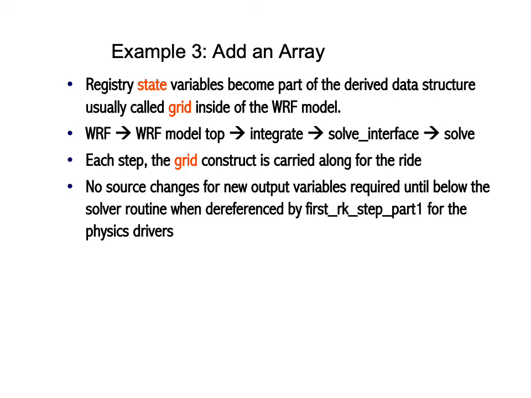That grid variable, that derived data type, is inside of the main program WRF. It gets passed to WRF model top. It gets passed down to integrate. It gets passed down into solve interface and into solve. The grid structure, everything that is inside of the registry, including the allocated space for all_moist, is passed into the routine that does a single time step of the WRF model. The solver routine passes variables around, and inside of that solver routine, we have access to the grid structure.